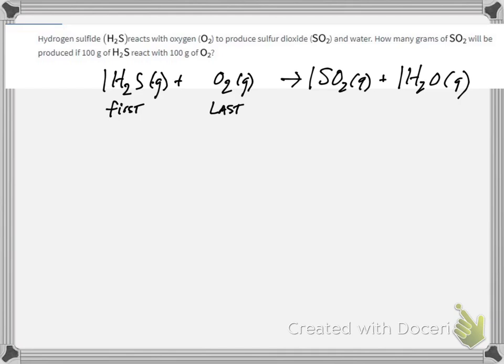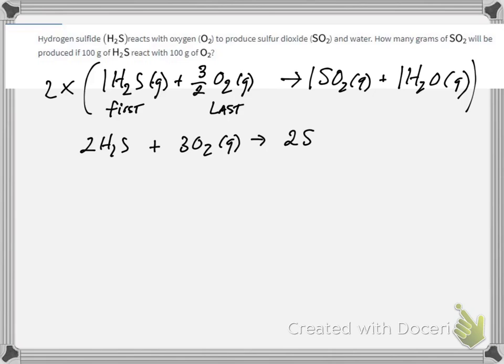We see we have 3 oxygens in the products. We need 3 oxygens in the reactants. So we put 3 halves there. So anytime you need an odd number of oxygens, you're always going to use this half notation and then multiply everything by 2. So it's really convenient. And now we have our balanced chemical reaction.